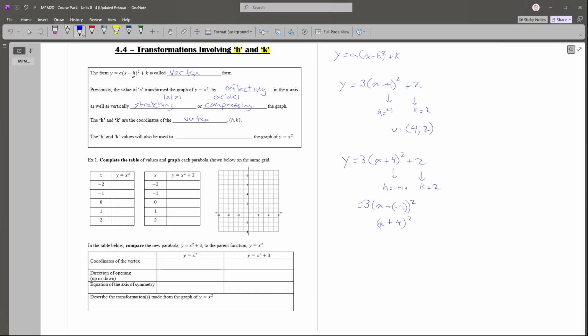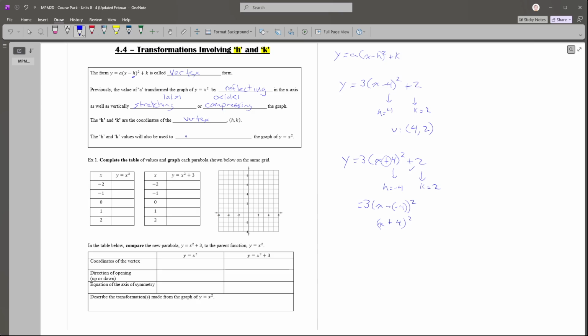So if you want a simple way of looking at this, the sign of h is always the opposite of whatever we see inside of here. The sign of k always matches. So h's sign is always flipped, and k's sign always matches. So keep this in mind as we go forward. I'll leave that there as we go through the rest of the lesson. Okay.